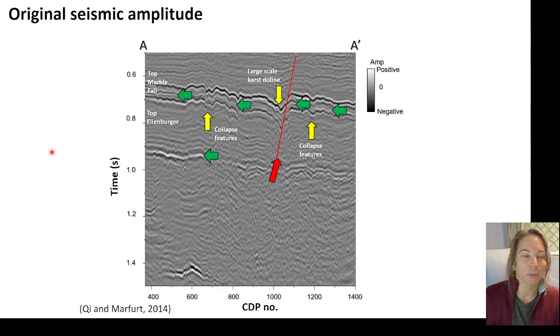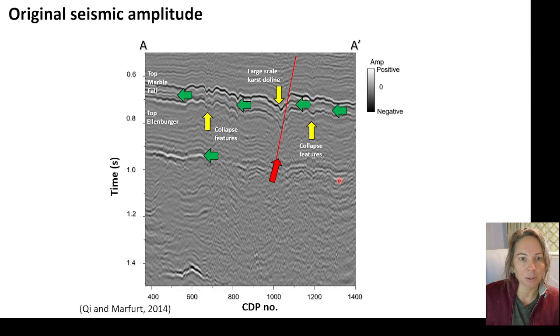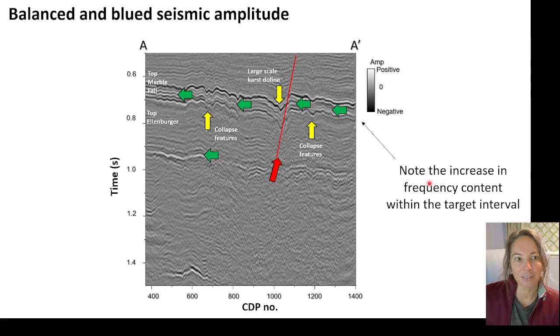So here's one example of the original seismic amplitude. This is some onshore data down in Texas. So we've got, without anything applied, just the original data. We've got a couple of formations of interest up here, some karsting and collapsing features. And after we apply spectral balancing and improve those higher frequencies, you can notice that we've got an increase of frequency content in the target interval. So I'll go back and forth from the original data to the spectrally balanced data.